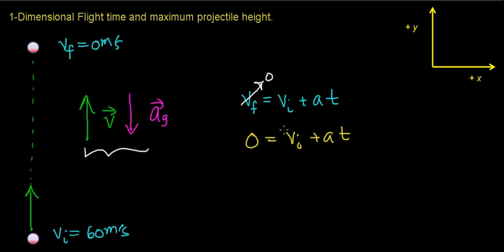And then what we want to do is move this initial velocity term over to the other side. So to do that, we're going to subtract the initial velocity from both sides. What you do to one side of an equation, you do to the other side. And then what you get is minus initial velocity equals the acceleration of this object, which is the acceleration due to gravity, times the time interval over which this object is going to slow down.